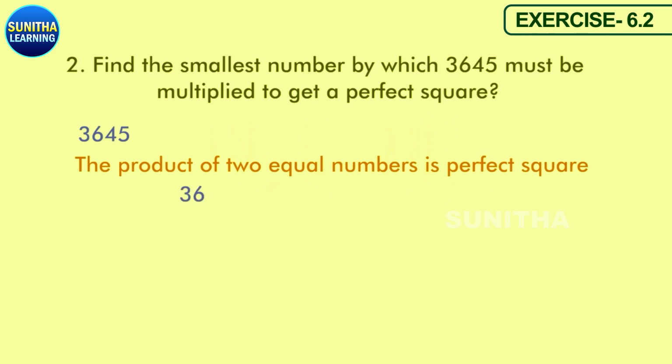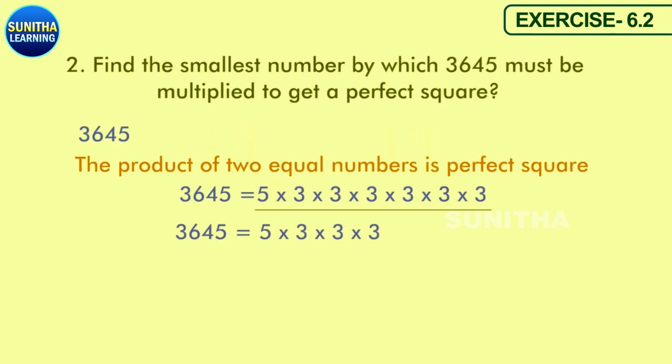Now let us write the prime factorization of 3645 in this second problem. The prime factorization of 3645 is 5 into 3 into 3 into 3 into 3 into 3 into 3. So one 5 and six 3s. The six 3s can be grouped as two 3s, two 3s, two 3s, so this becomes exactly a perfect square. Now we are left with only one 5.